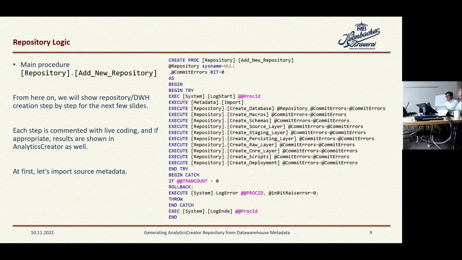Okay, let's go on. Finally, some code. I will switch to Azure Data Studio to demonstrate and show you this code. It's the main procedure of our object generating. And we will step through the executes to show you what we do in the generating. And after that, we can see in Analytics Creator the generated objects.